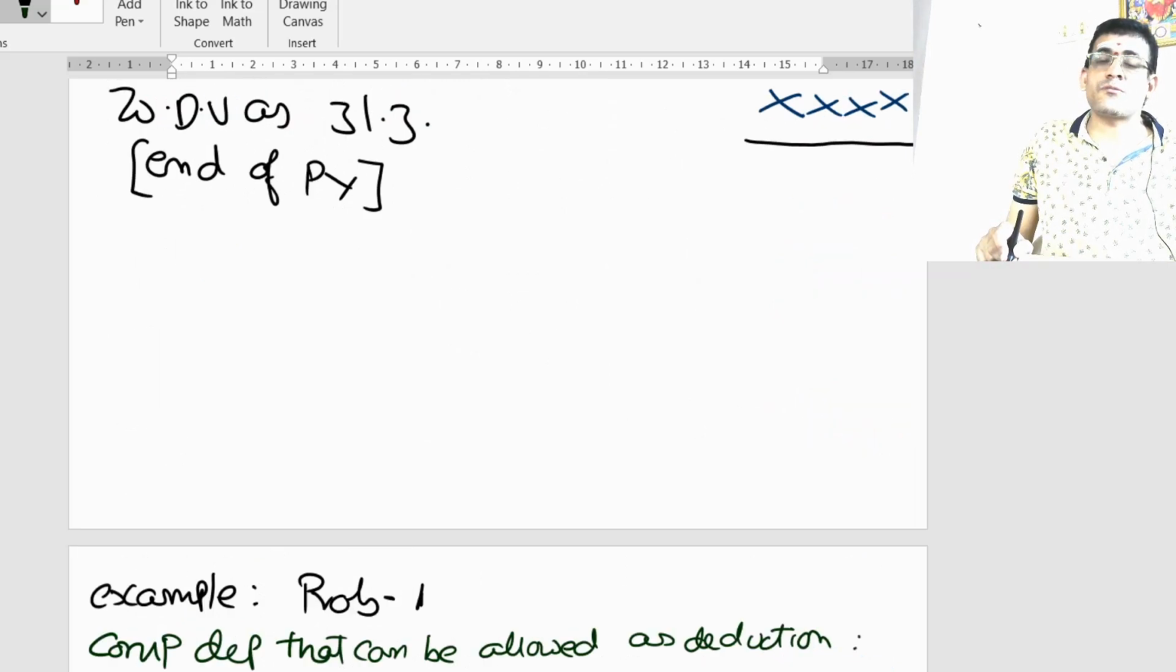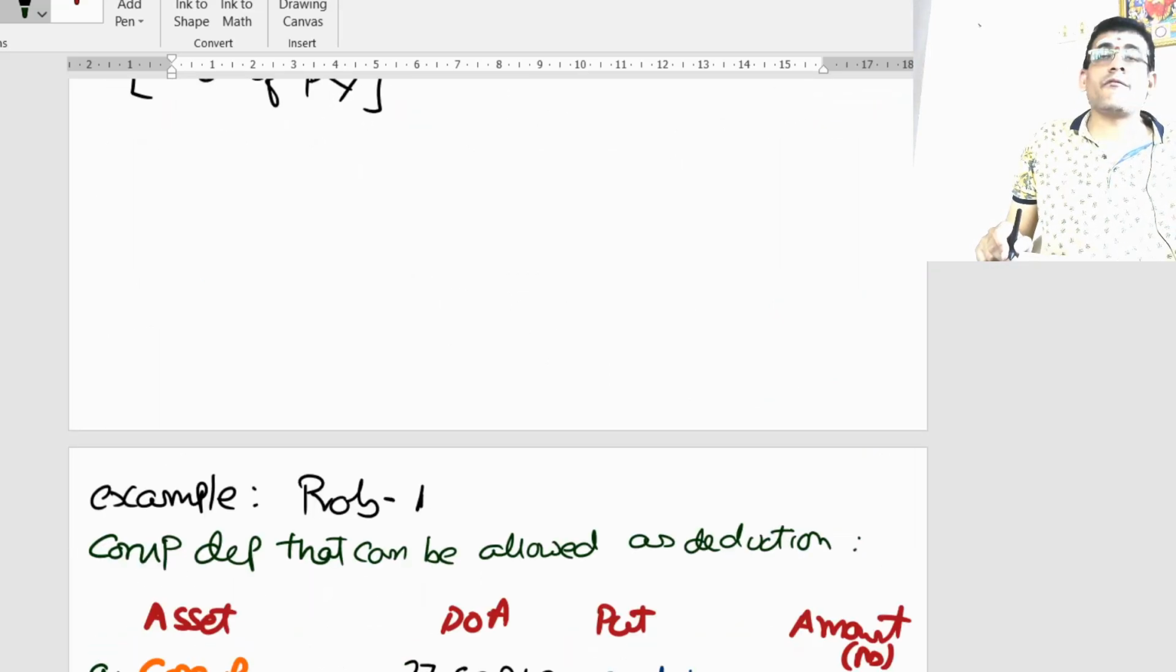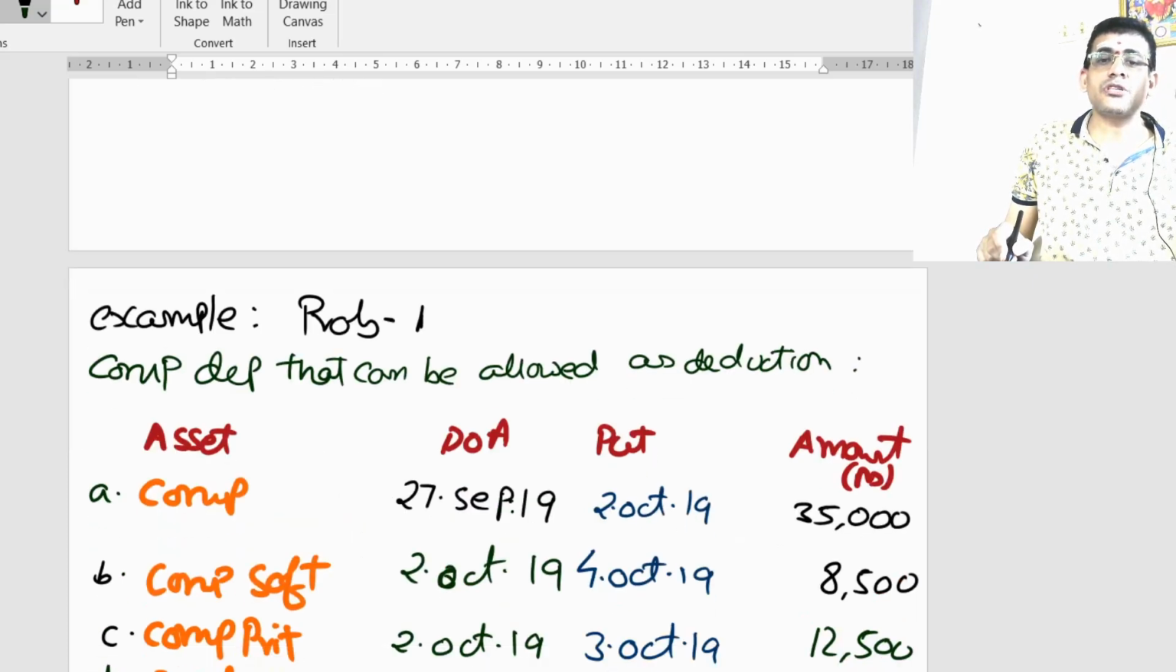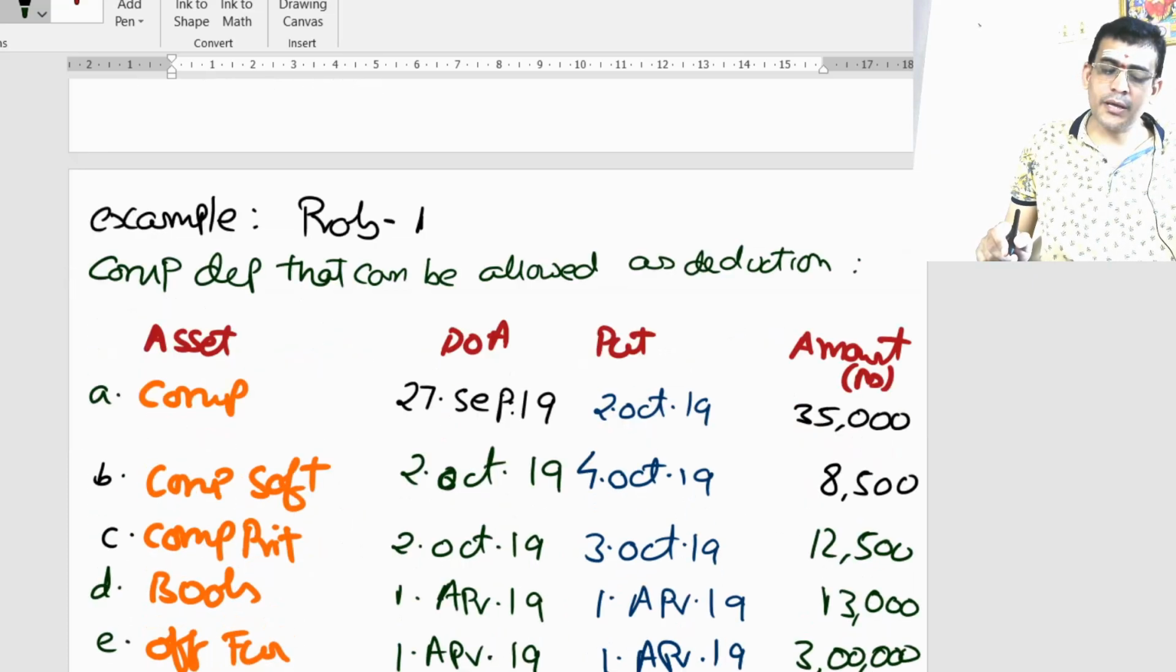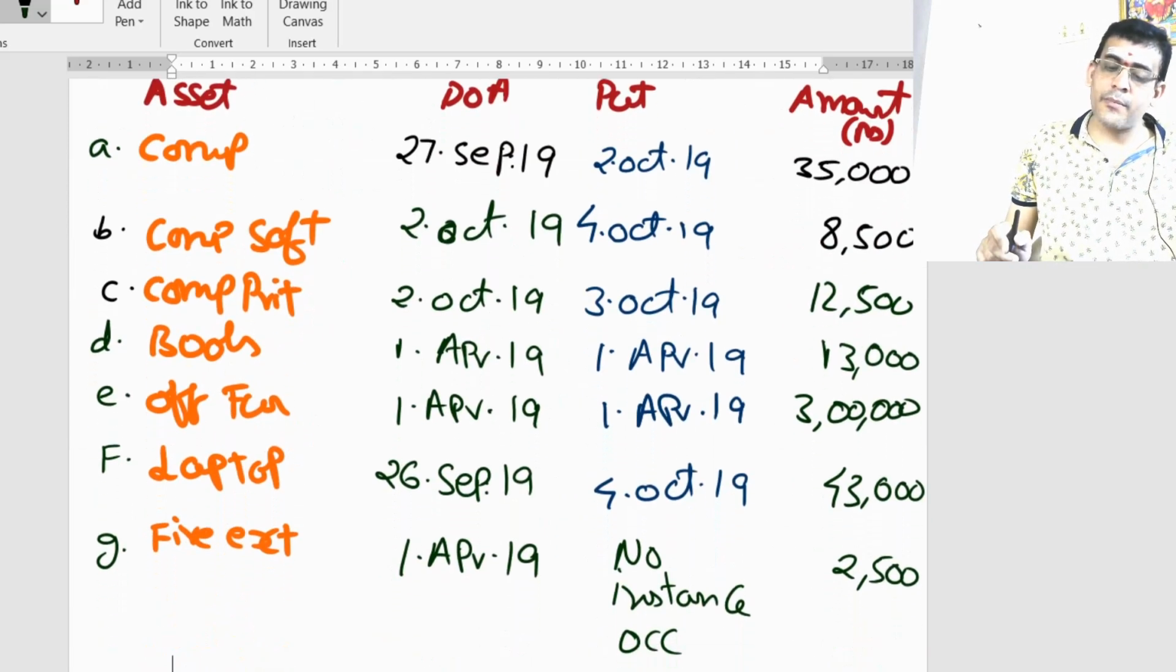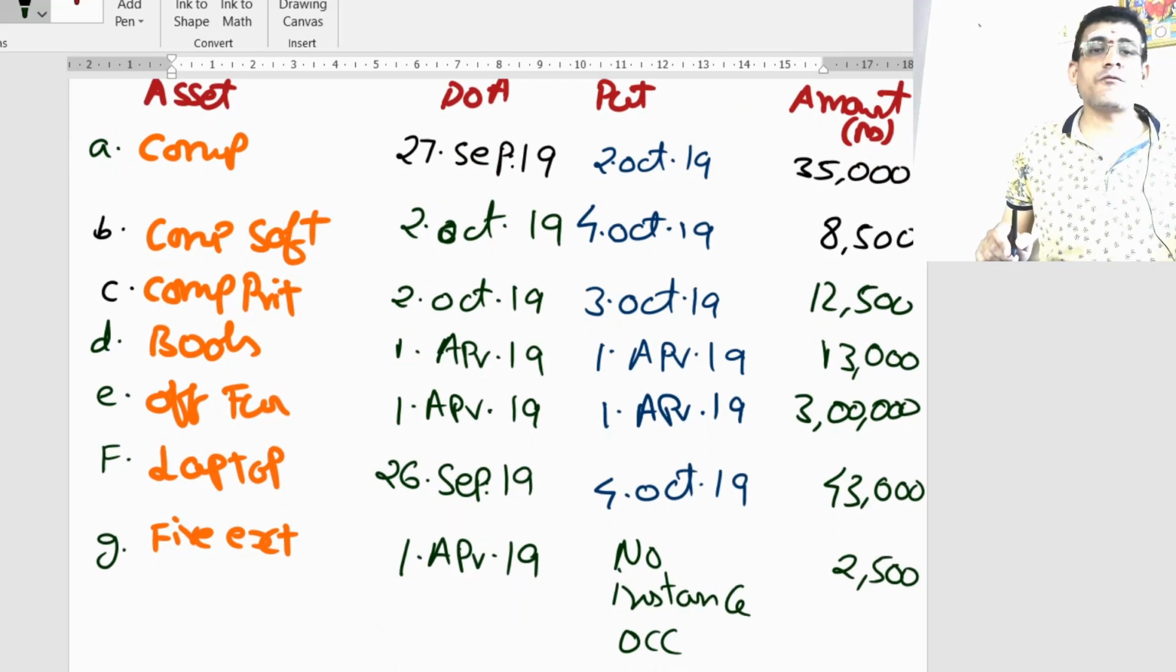One point I should remember clearly: whenever any asset is acquired and put to use during the current previous year for a period of less than 180 days, you cannot take the full rate of depreciation. You are supposed to take only 50% of the normal rate of depreciation. You may get this sort of problem for 8 marks, which is a jackpot, so you can easily get these 8 marks by attempting this sort of question.